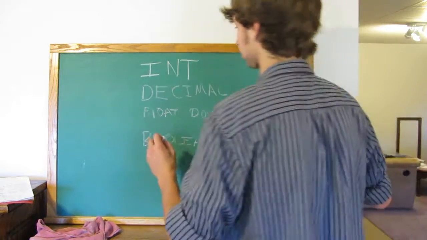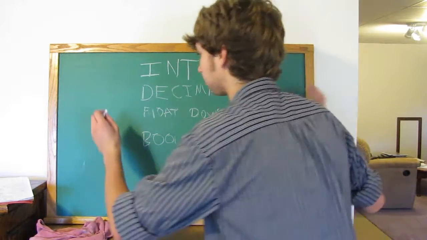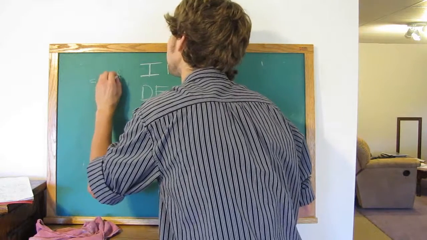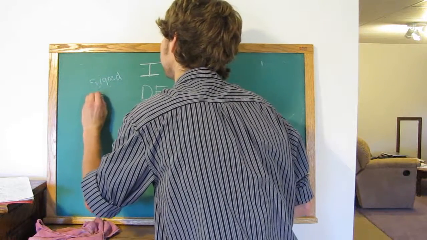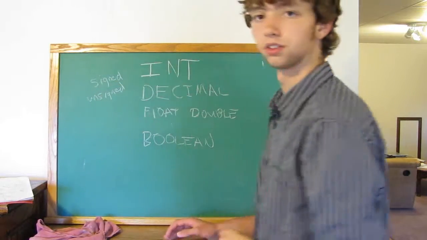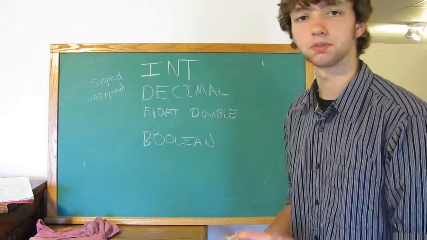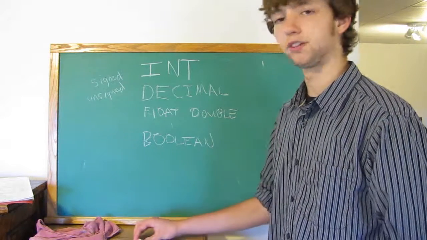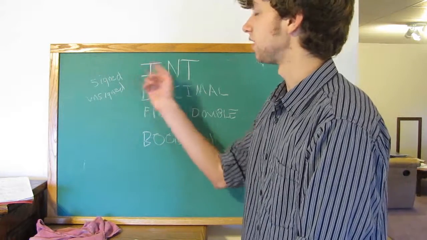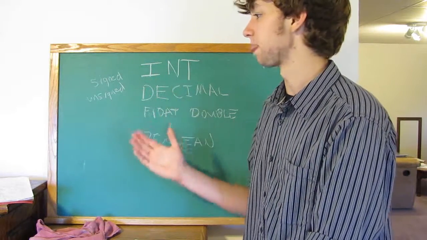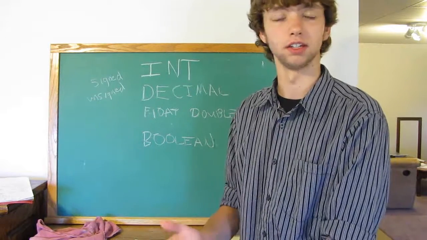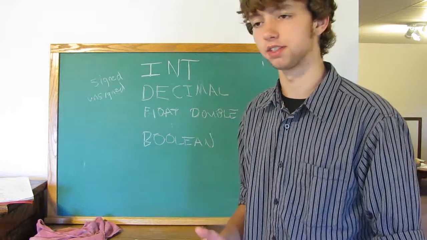I'll just write that out real quick. Signed and unsigned. Now what this means is it differentiates between positive and negative numbers. If you have a signed int, which stands for integer, it allows for negative numbers. So like -12, -16, which just means less than 0.